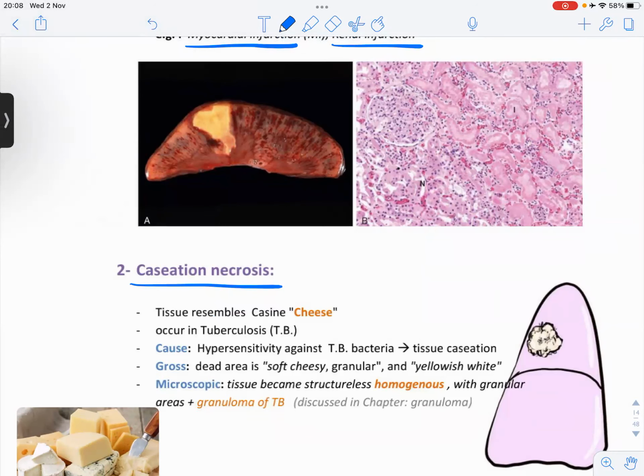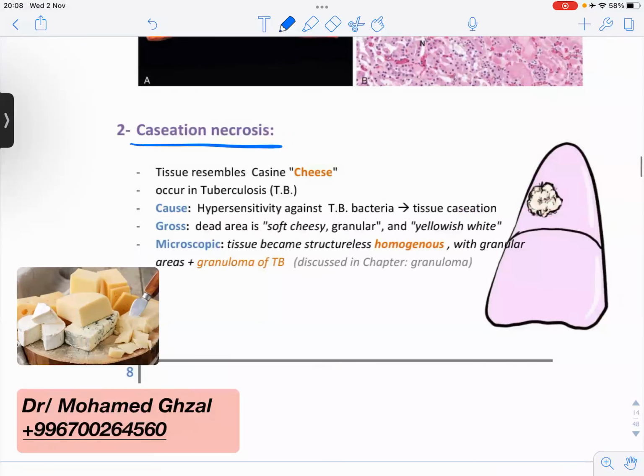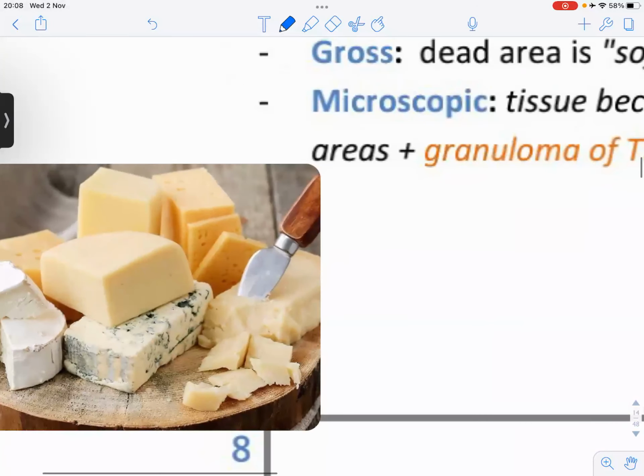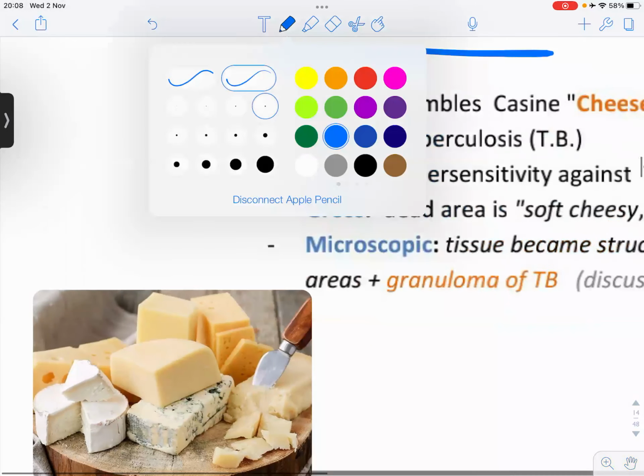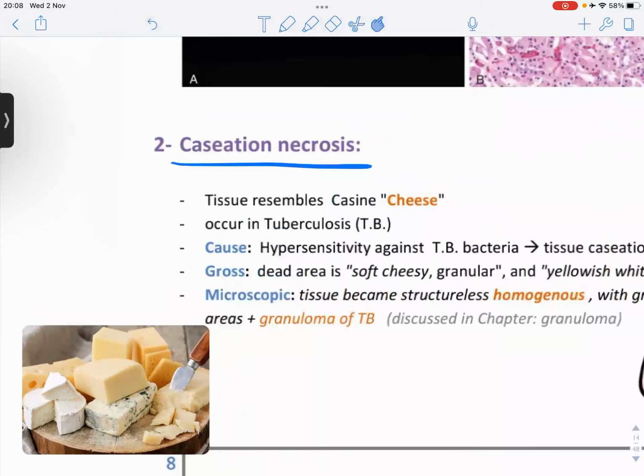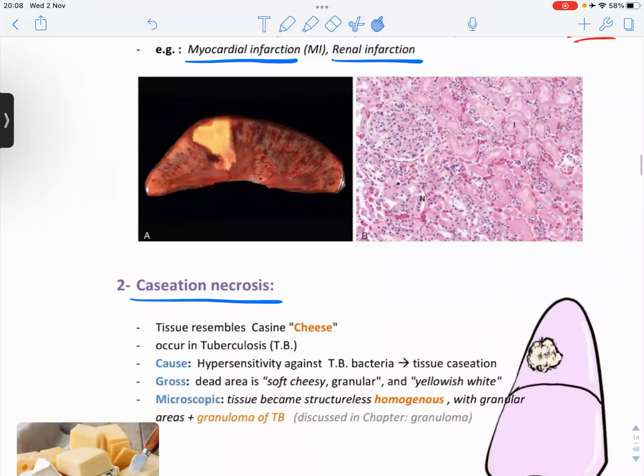The second type of necrosis is caseation necrosis. Do you know casein cheese? It's like that. This is casein cheese. It's white yellowish. So here, the necrosis is not pale or yellow. It's between the yellow color and white color.